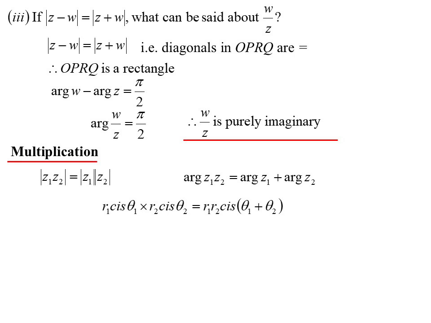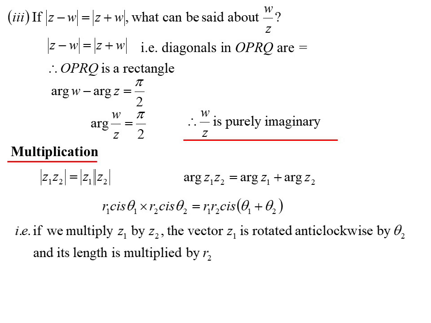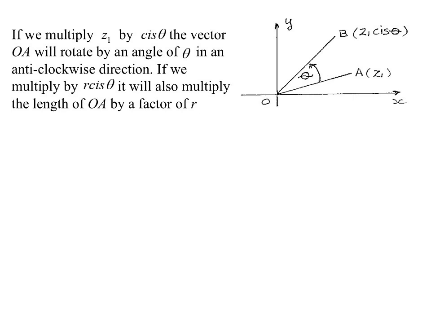So what is this telling me? Well, when we multiply z1 times z2, the vector z1 is going to be rotated anti-clockwise by the argument of z2, and their lengths will be multiplied together. And that will be our new vector. Here's a lovely little picture here. So what we're saying is if we multiply z1 by cis theta, in this case we've made the modulus just 1, that vector OA will simply rotate by an angle of theta. The length's not going to change because I've said the modulus of the other one is 1. If we were to multiply by r cis theta, now the length would change accordingly. It would be multiplied by whatever that r is.